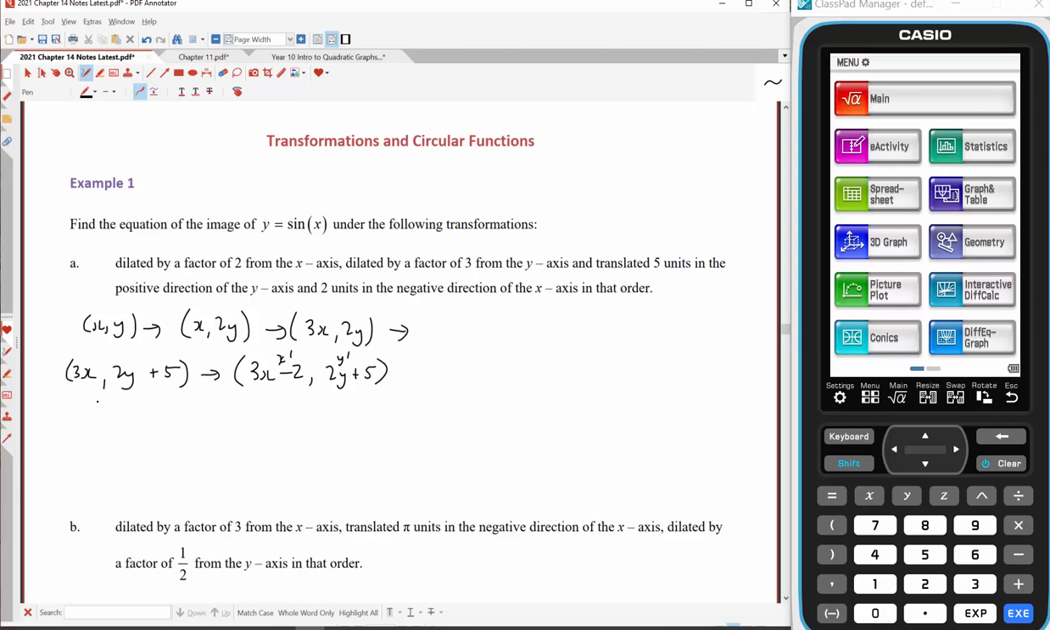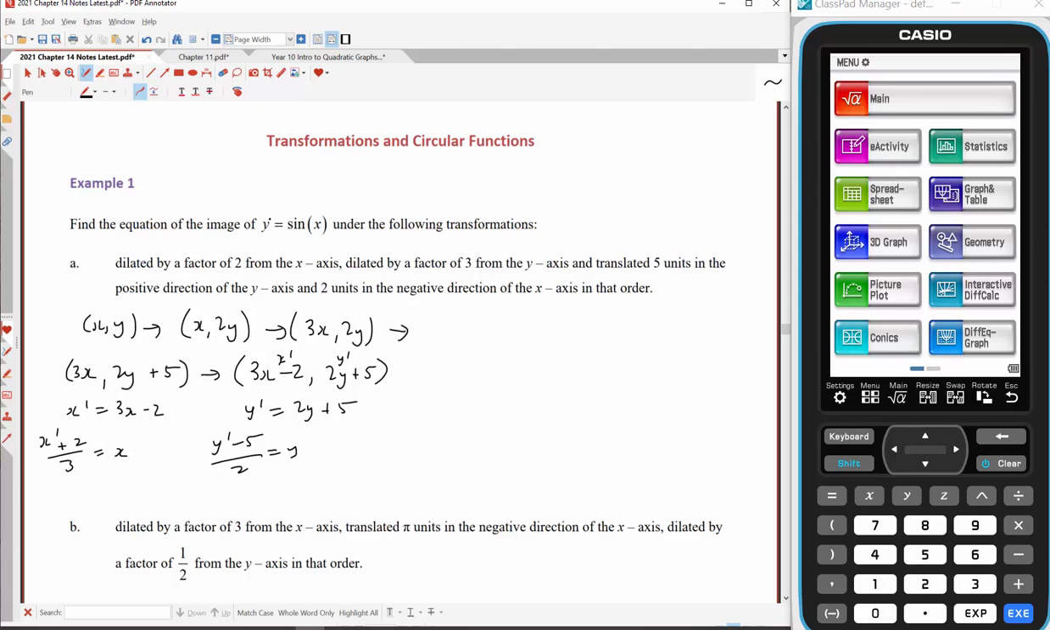Okay. x dash and y dash. So x dash is 3x take 2. y dash is 2y plus 5. Add 2, divide by 3. Take 5, divide by 2. Ugh, what did I write down next then? y dash take 5 over 2 equals y.